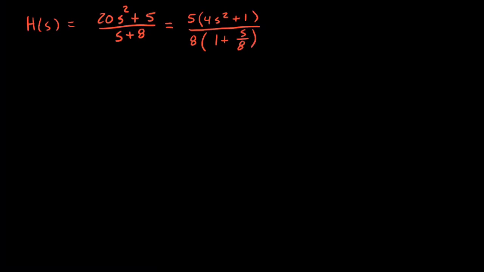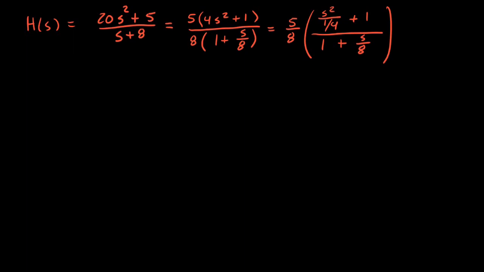Okay, and then I can do a little bit more with that. So I'm going to say that's going to be my 5 over 8. And then if I notice this 4 here on this quadratic term, I can actually write that as 1 over 4. So this is going to look like 5 over 8 onto something that looks like s squared divided by 1 over 4 plus 1, and that is going to be divided by my 1 plus s over 8. Right, so I'll put parentheses around that. Hopefully that helps.